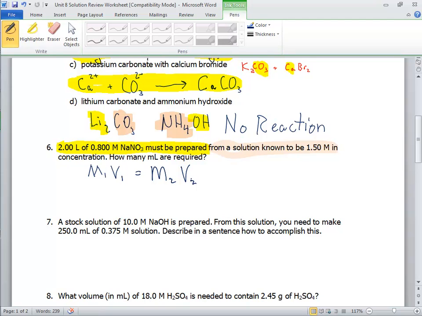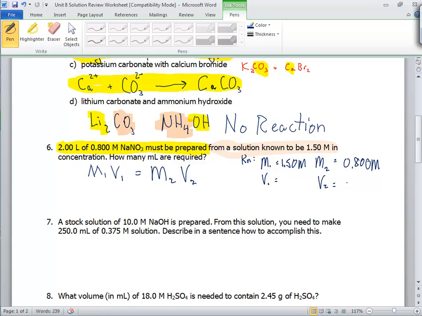Of course, you want to start listing the things you know. You want to get this organized. You want to get M1 and V1 and M2 and V2 carefully identified. If you don't have them identified, you may not be able to work the problem correctly. Now, if we're diluting something, M1 has to be the more concentrated, so that's going to be the 1.50 molar. And M2 is going to be less concentrated. That's the 0.0800 molar.